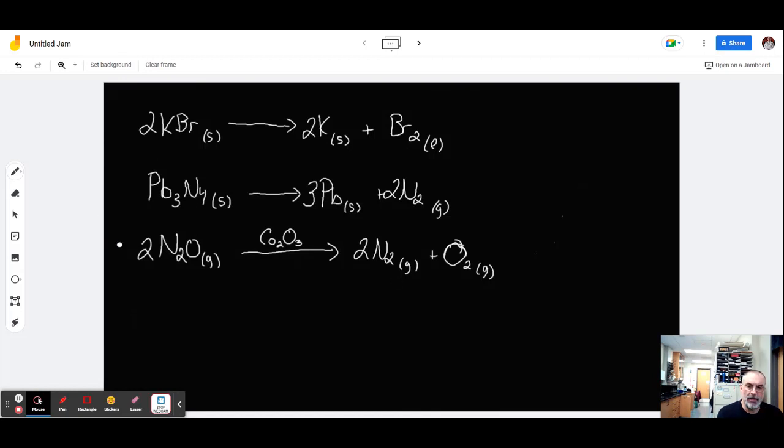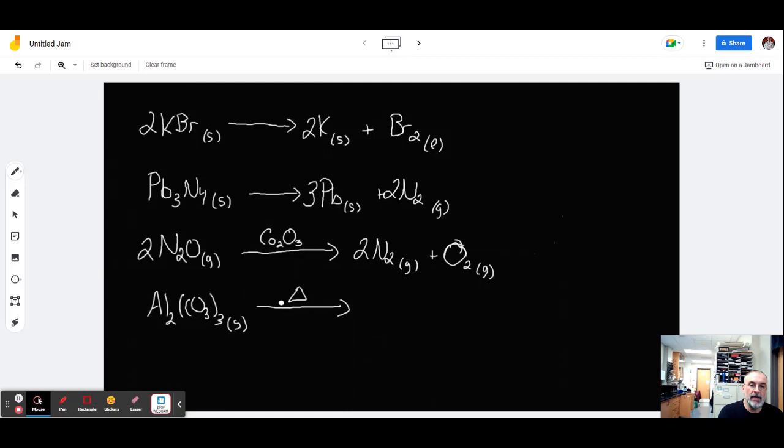And then the final example that we were talking about is the thermal decomposition of aluminum carbonate. So aluminum carbonate, Al2(CO3)3, another ionic compound. Okay. Thermal decomposition means it requires heat. And the way I indicate that it requires heat is I put a little triangle above the arrow. That means heat is required for this to happen.